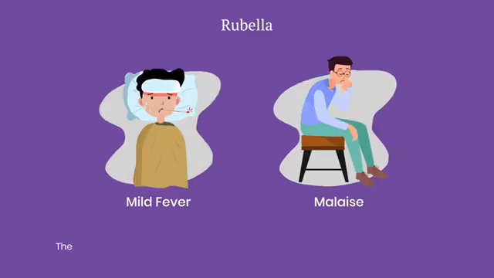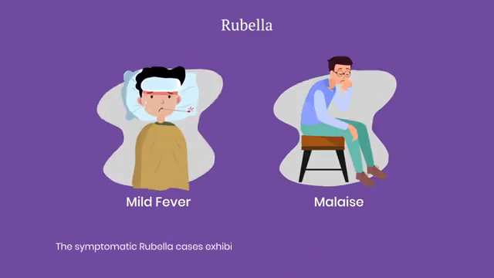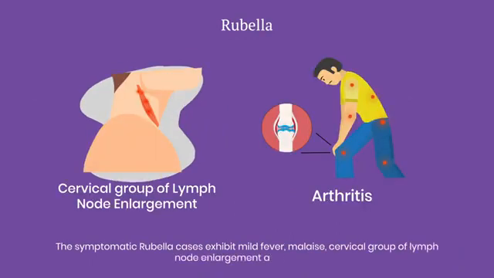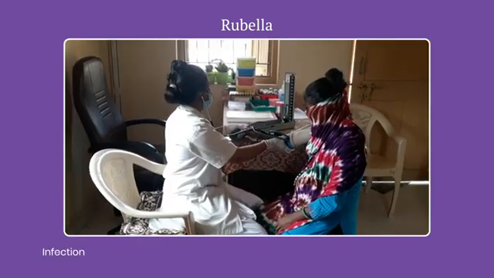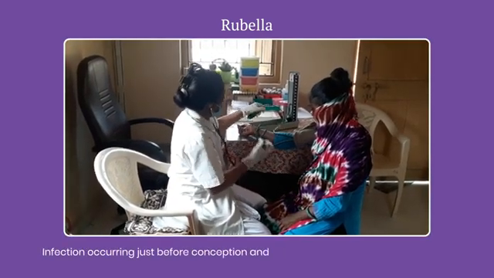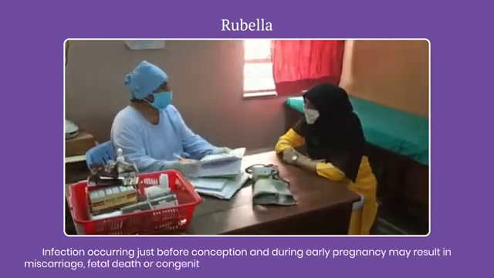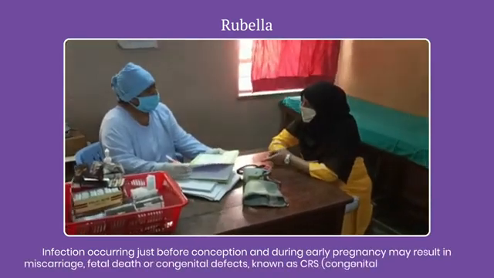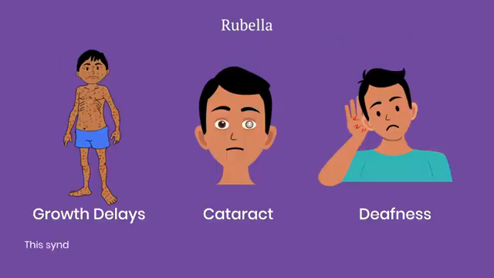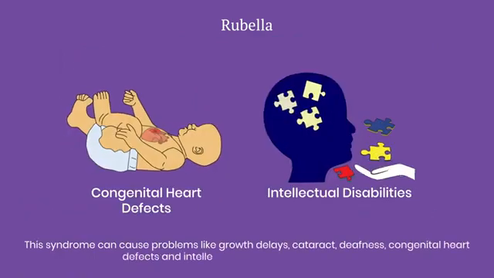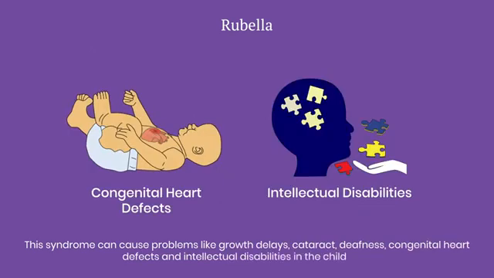The symptomatic rubella cases exhibit mild fever, malaise, cervical group of lymph node enlargement, and arthritis are some observable symptoms in adults. Infection occurring just before conception and during early pregnancy may result in miscarriage, fetal death, or congenital defects known as congenital rubella syndrome. This syndrome can cause problems like growth delays, cataract, deafness, congenital heart defects, and intellectual disabilities in the child born.